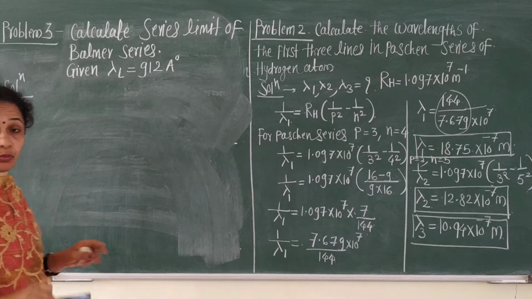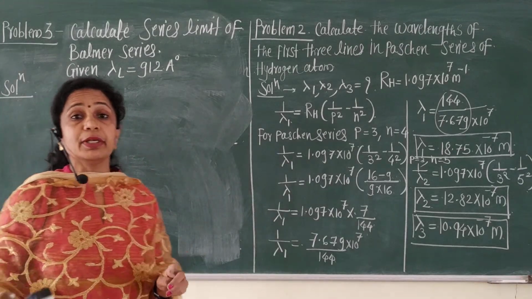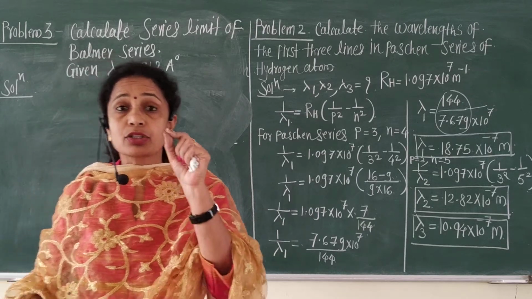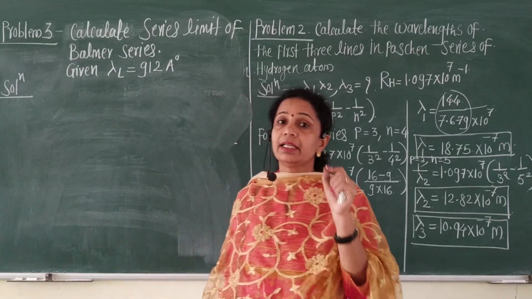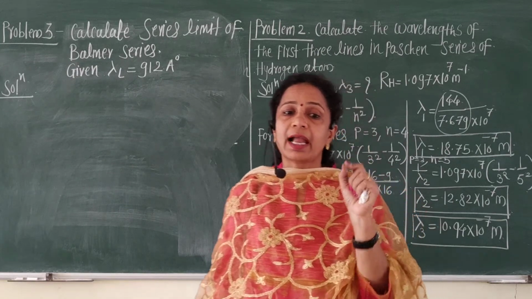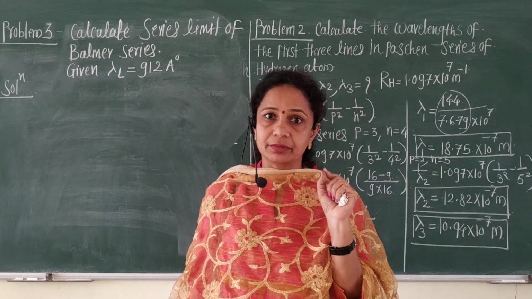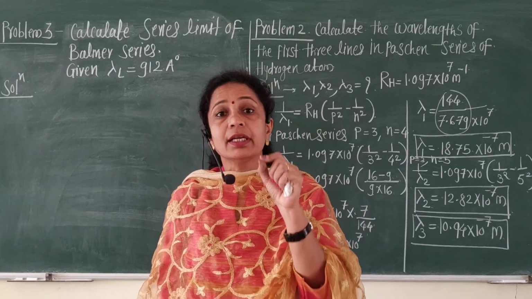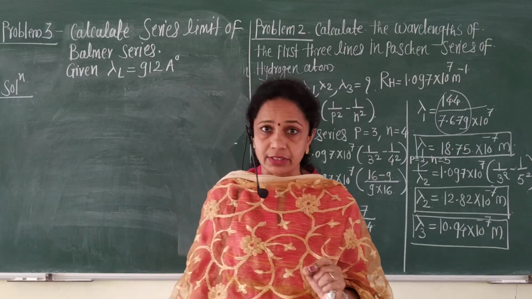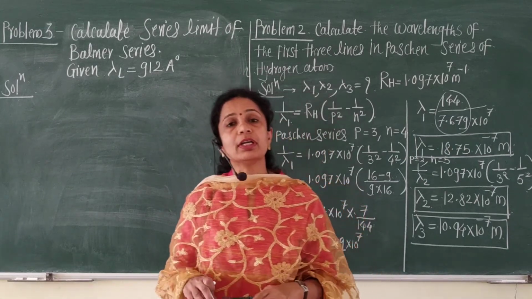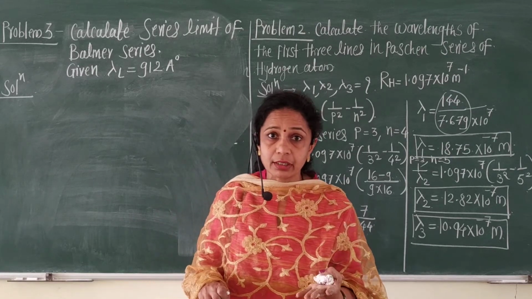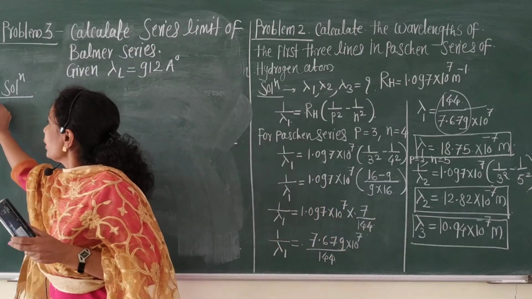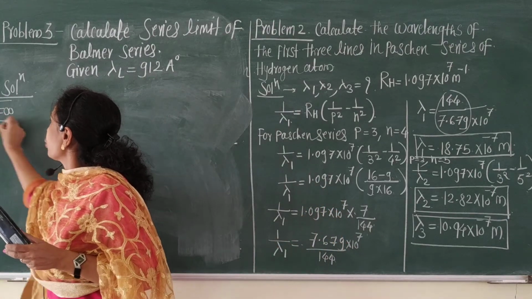In this problem, we have to calculate the series limit of Balmer series. Then what is the series limit? Series limit means the smallest wavelength emitted in that series is called the series limit. What is the series limit? It is the smallest wavelength emitted in that particular series. The series limit of a particular series can be obtained by taking n is equal to infinity. This is a very important point.